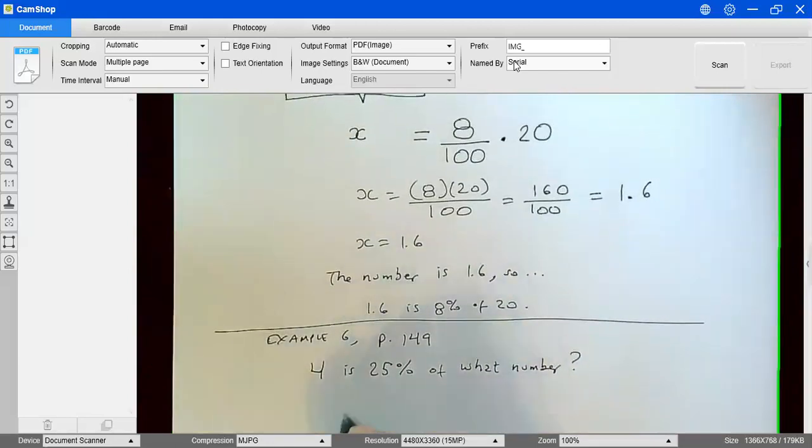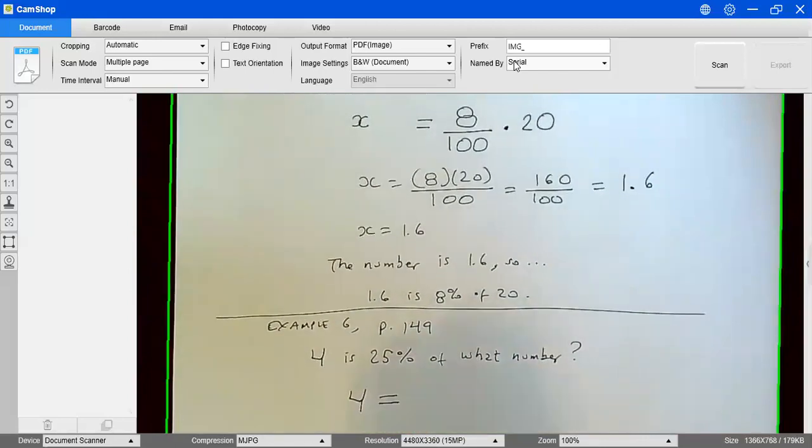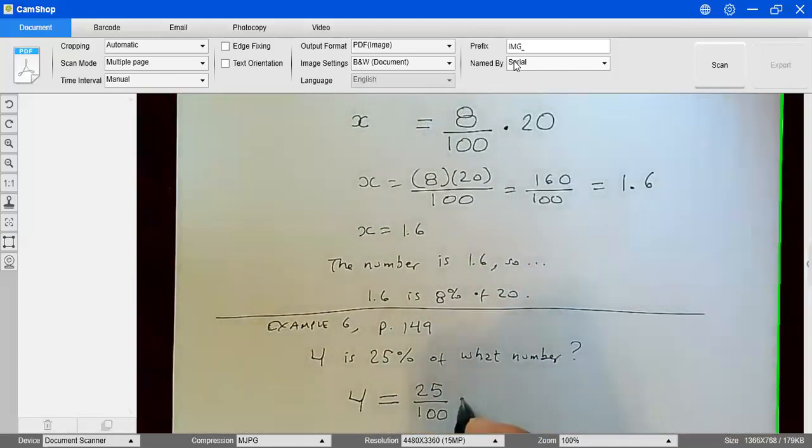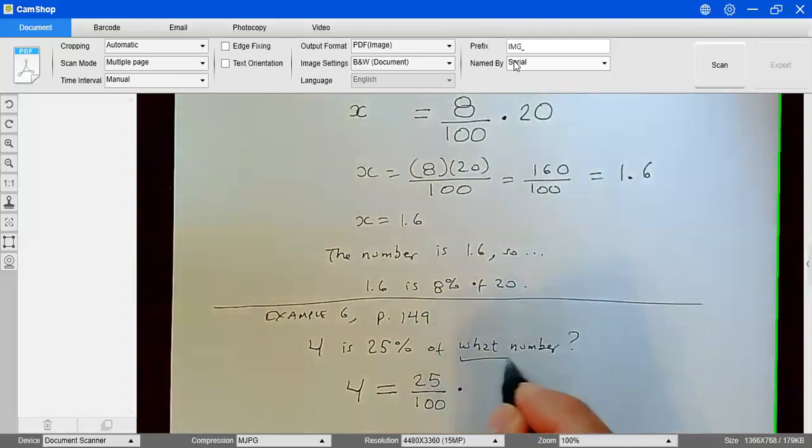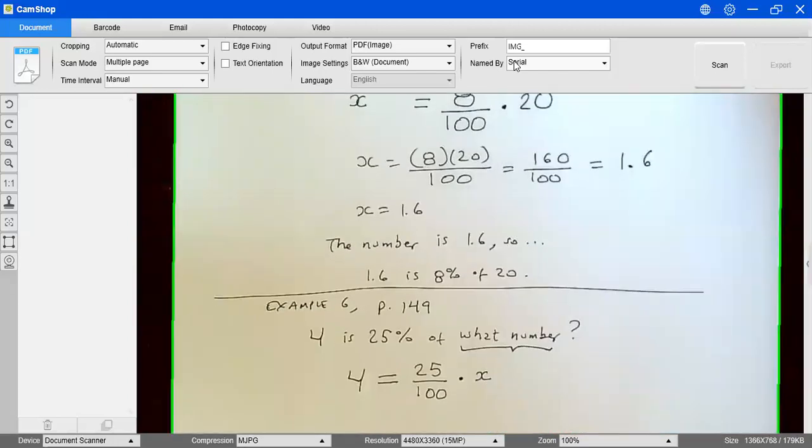So 4 is just 4. Is the equal sign. 25% is 25 over 100. Of is just the multiplication operator, and what number is just x. So I have my equation now. Now I need to solve for x because this is different from the previous case. So now I need first, I'm going to remove the denominators.